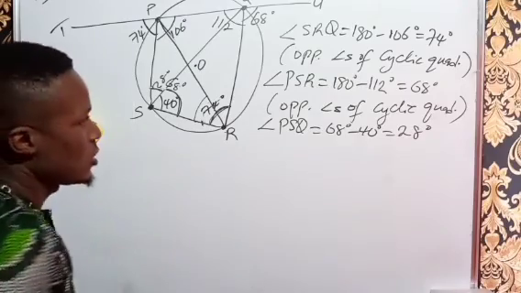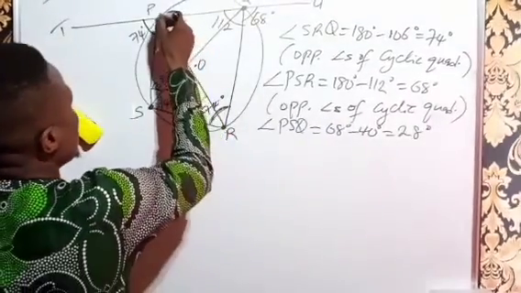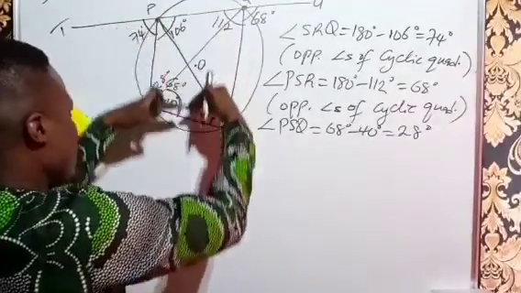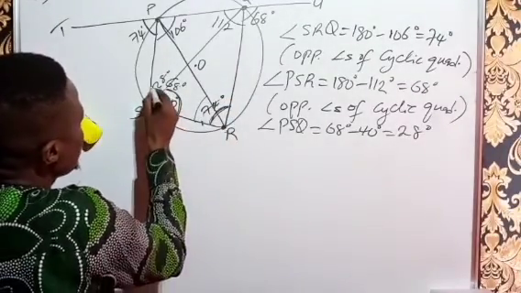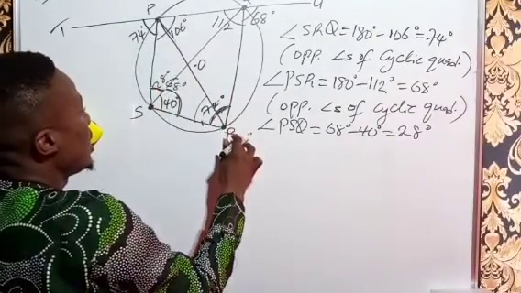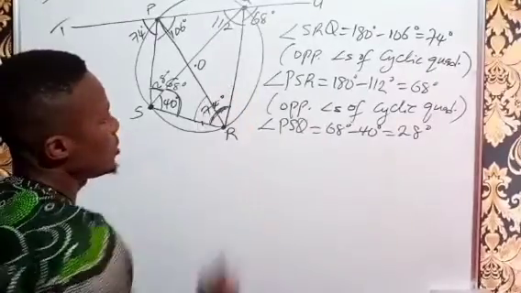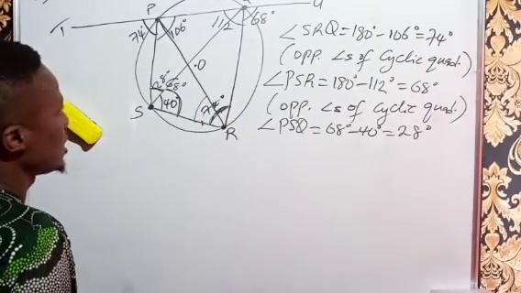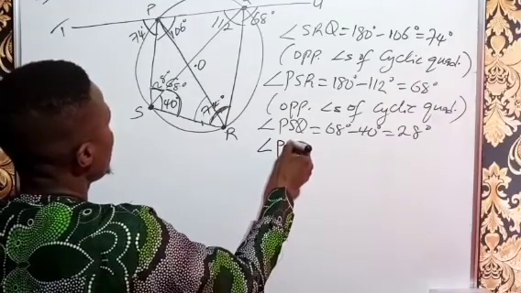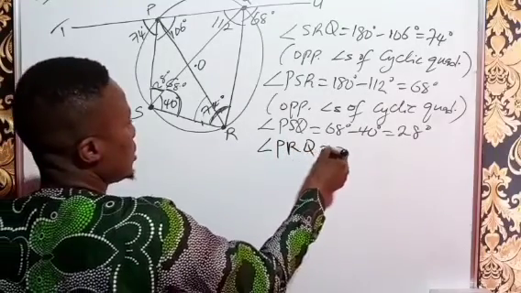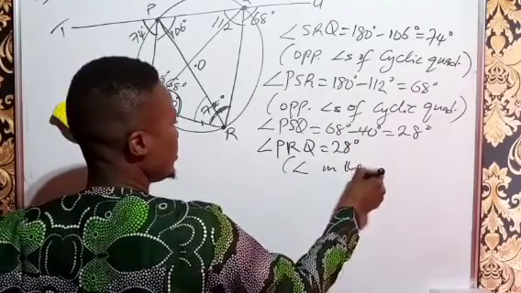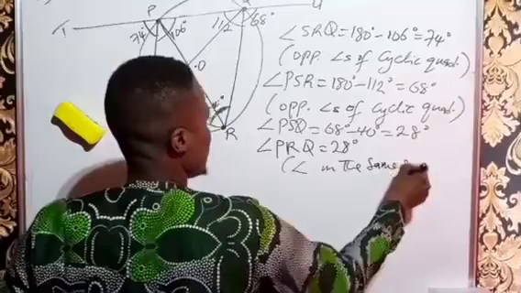Again, there is what we call angle in the same segment. This is a chord. Okay? So every angle here is in the same segment. So the angle 28 and the angle that is here, that is angle PRQ, will also be equal, 28 degrees. They are in the same segment. So angle PRQ equals 28 degrees. Reason: angle in the same segment.